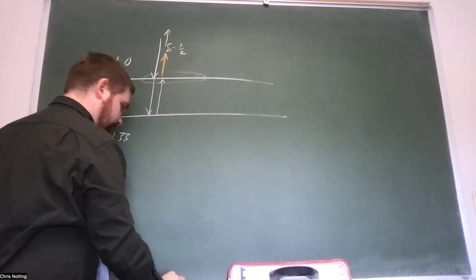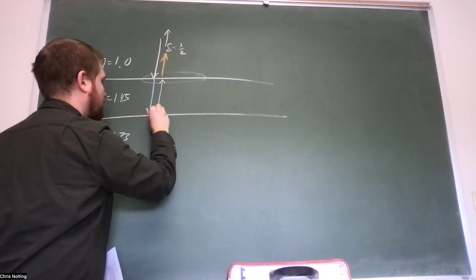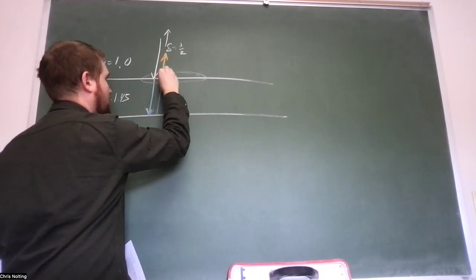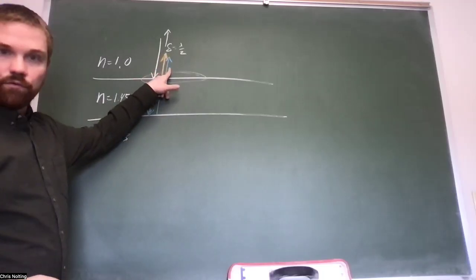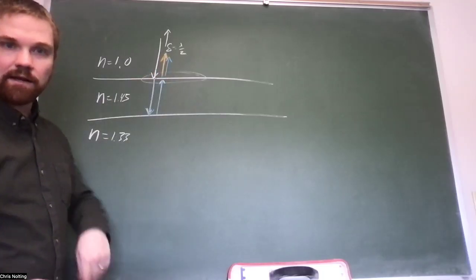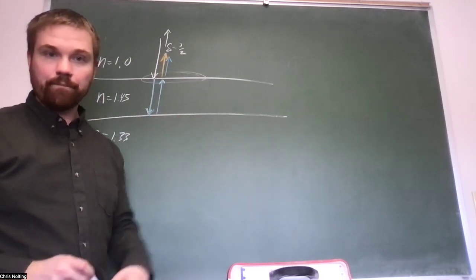Because now if I draw this one again in a different color to differentiate it, when this orange and this blue ray come together again, if they want to interfere constructively, they need to meet peak to peak.